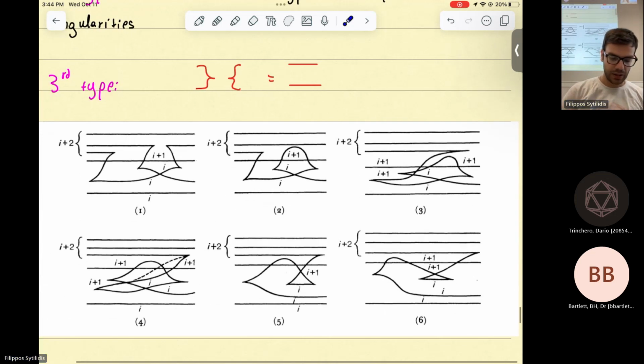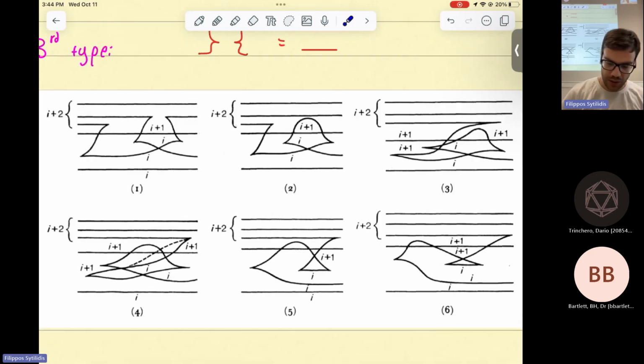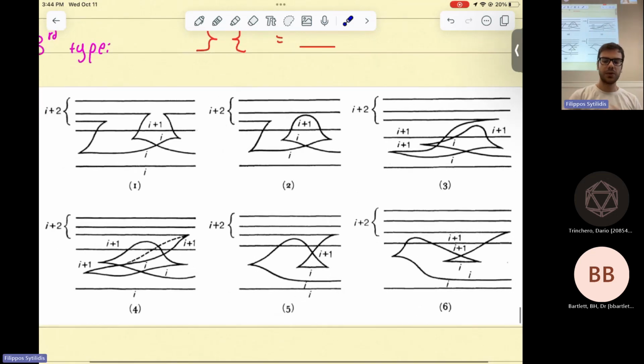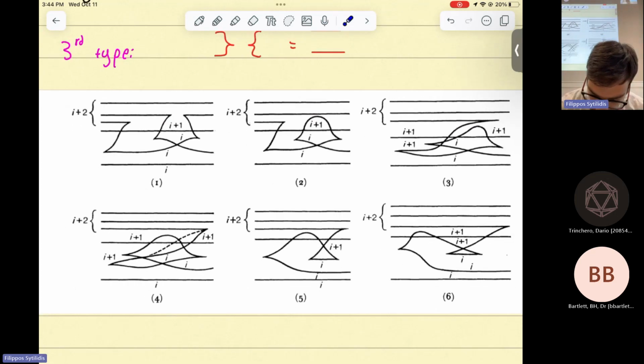And from 3 to 4 is a Reidemeister 3. I don't know if you can see, we have the crossing here. Oh gosh, I'm not tall enough. We have a crossing here, and then we push it to the right. That's what going from 3 to 4 buys you.